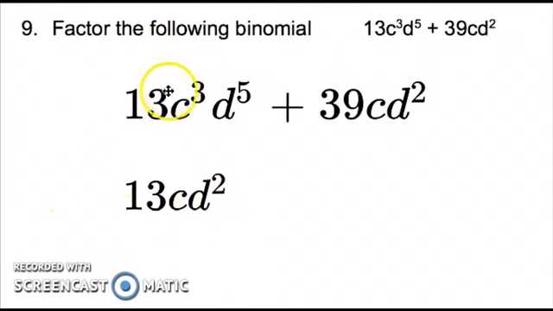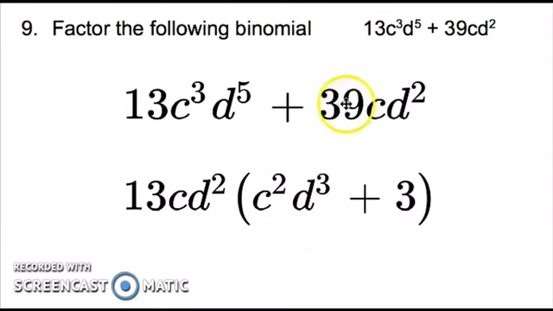Dividing them out, the 13's go away for the first term. I have c to the third divided by c, so I'm left with c squared. D to the fifth divided by d squared, I'm left with d to the third. Dividing 39 by 13, I get 3. Taking cd squared divided by cd squared, I'm left with 1. They go away, I just have 3. So my answer is going to be 13cd squared times c squared d to the third plus 3. And that's your answer for number 9.